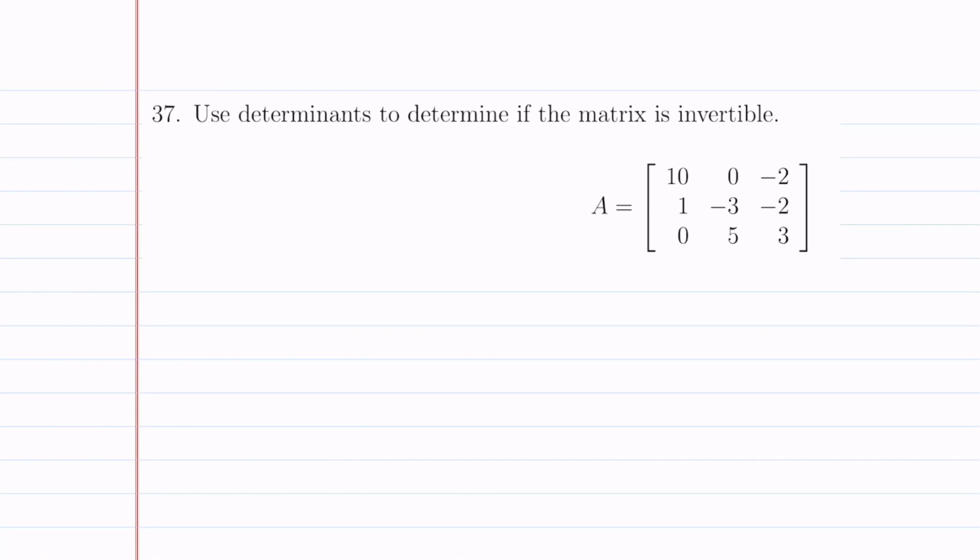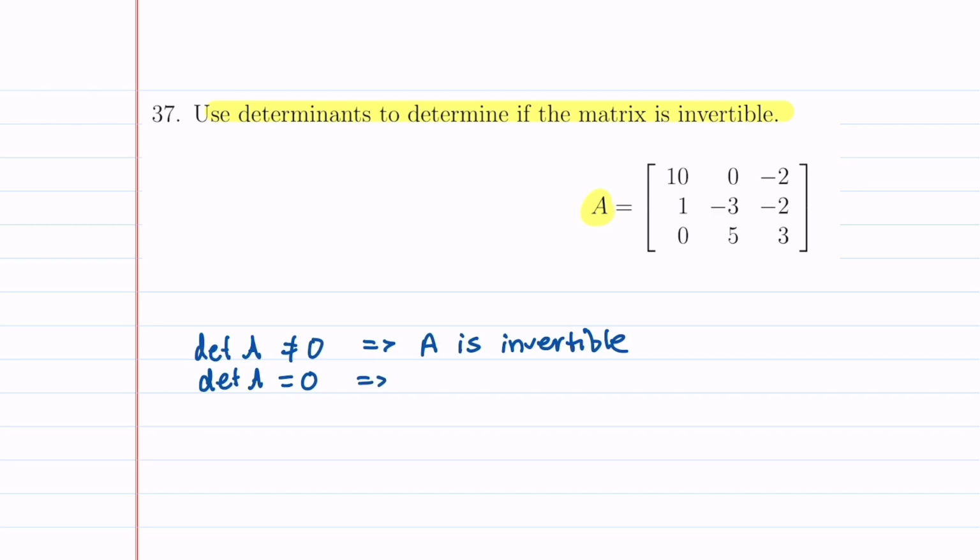In this problem, we're going to use determinants to determine if our matrix A is invertible. Let's talk about a little theory first. If the determinant of A is not equal to 0, we can conclude that A is invertible. And if the determinant of A is equal to 0, our matrix A is not invertible. So our strategy is to calculate the determinant and then see whether or not it's equal to 0.